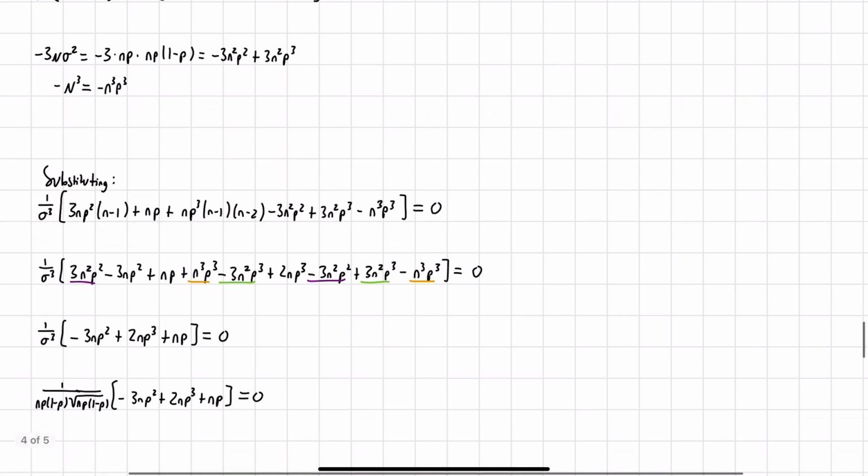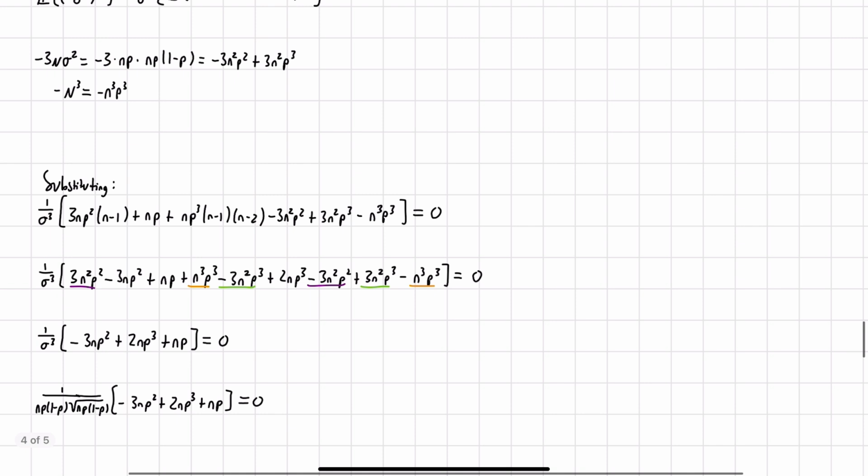I highlighted, or underlined, I should say, some of the like terms to make it more visually noticeable that we can combine a lot of these terms and a lot of them cancel out. So there's 3n squared p and p squared with the negative 3 cancels out. This negative 3n squared p cubed also zeros out, and same thing with the n cubed p cubed terms. And so now we're left with this expression right here that is much simpler and much nicer to look at.